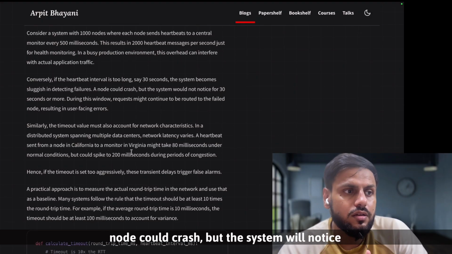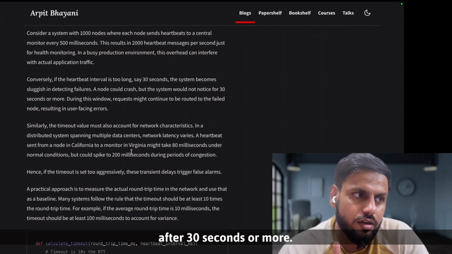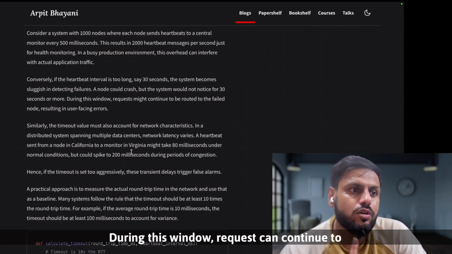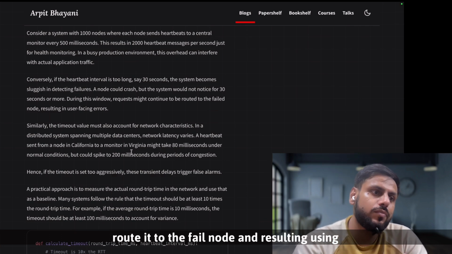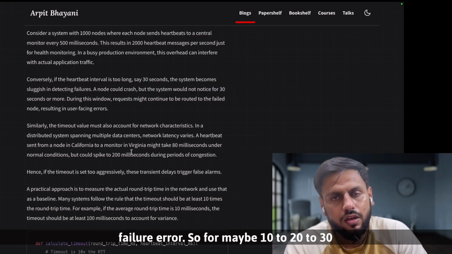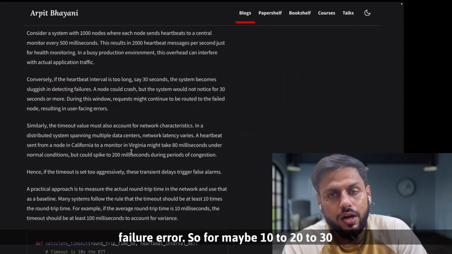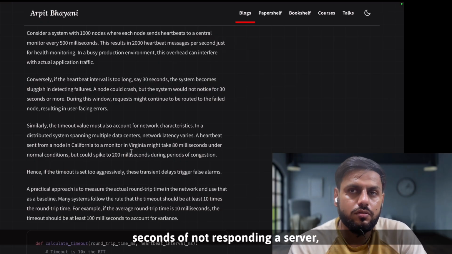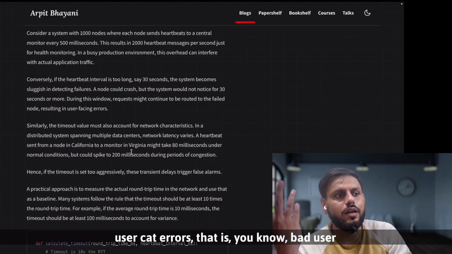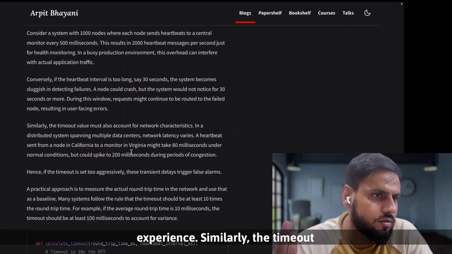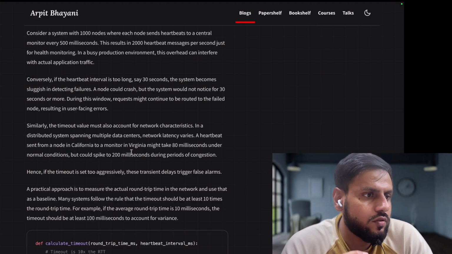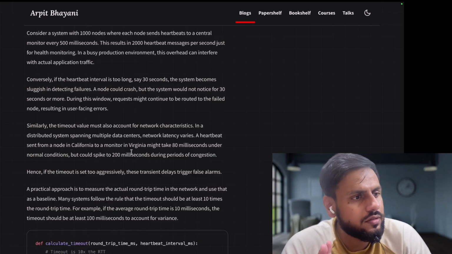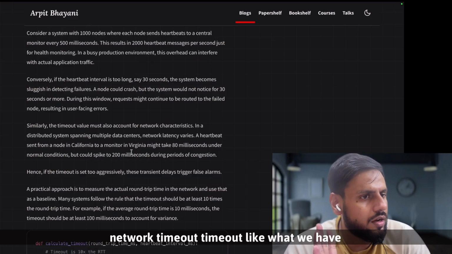A node could crash, but the system will notice only after 30 seconds or more. During this window, requests can continue to be routed to the failed node, resulting in user-facing errors. So for maybe 10, 20, or 30 seconds of not responding, the server gives users errors. So that is a bad user experience. Similarly, the timeout value also accounts for the network. Same for network timeout.